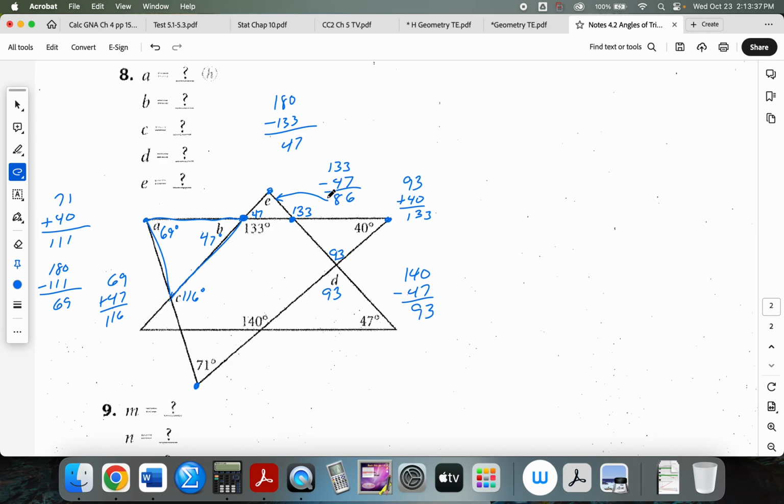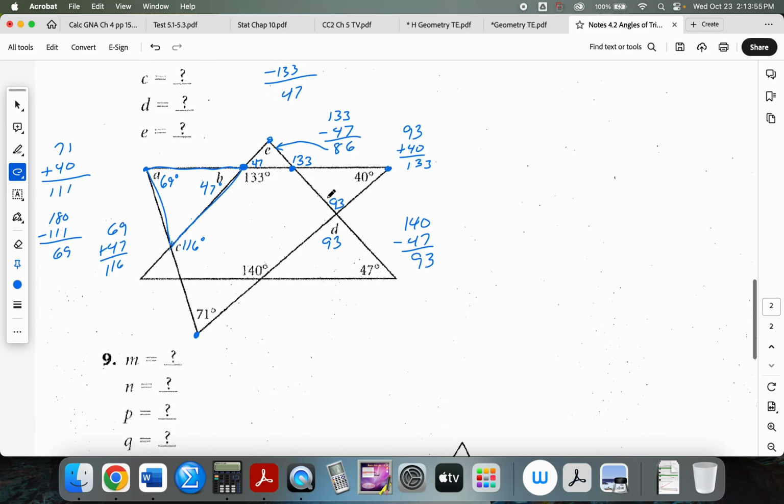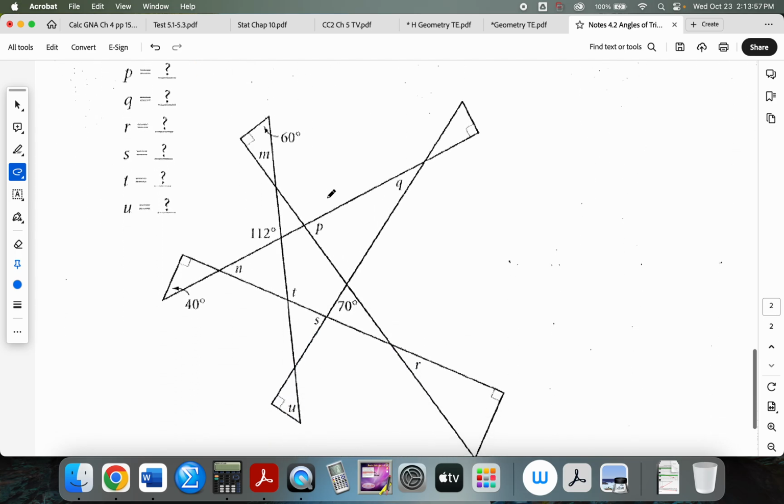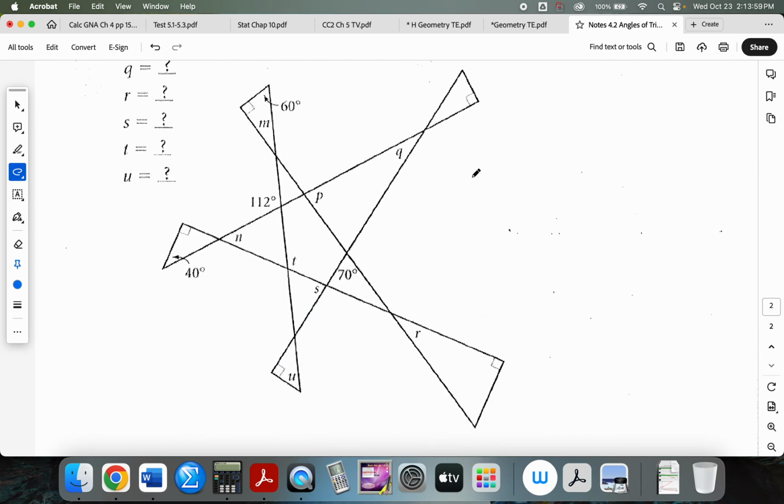Again, if you get stuck on one of these, just start finding the easy angles, and then see if you can get something from there. And I think, as I pointed out, exterior angles always are faster and easier to find than the interior angles. All right, let's take a look at this diagram, and let's see if we can find the angles.